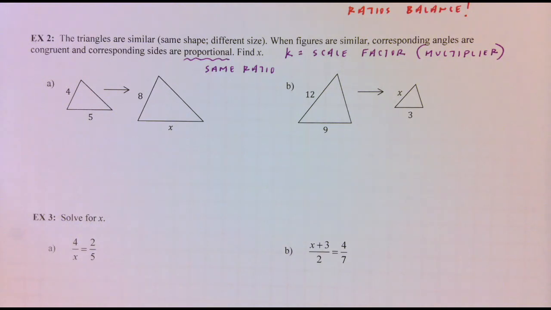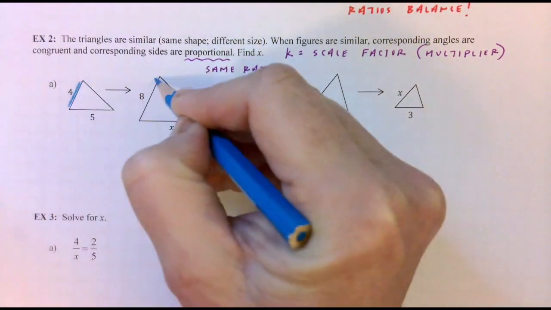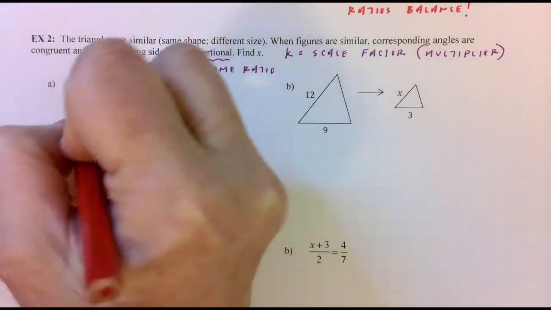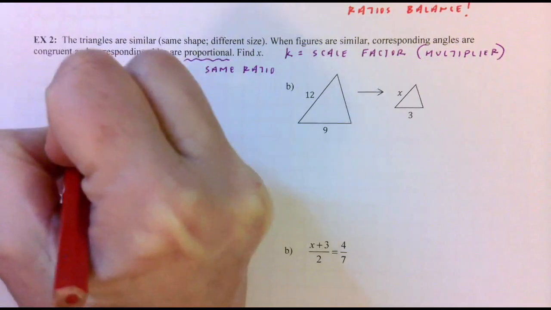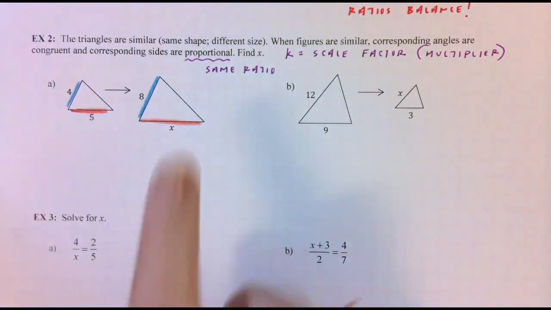Okay, so looking at A. So first let me note what the corresponding sides are. So right here, we've seen them with the same orientation. So here's a pair of corresponding sides. And here's my other pair of corresponding sides. And I want to use that information to get to x.